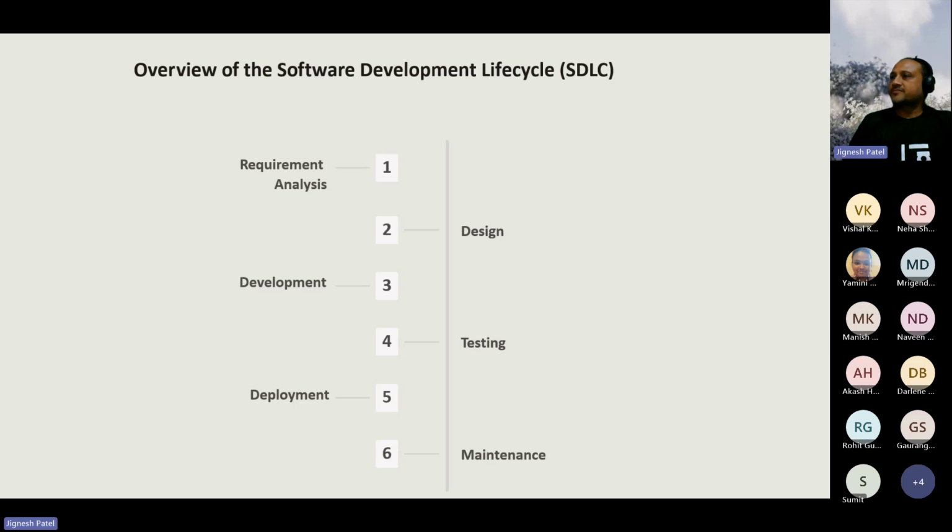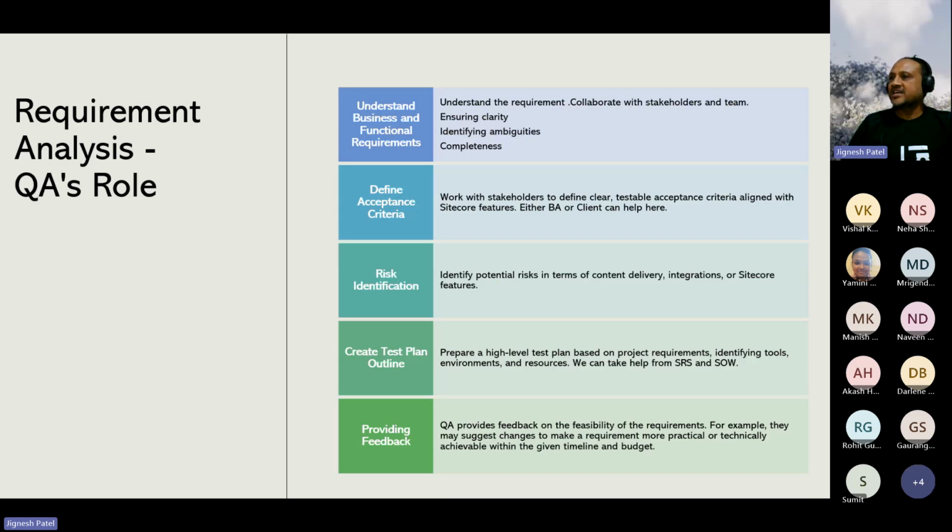So this is the overview of the software development lifecycle. We all know the phases: requirement analysis, design, development, testing, deployment, and maintenance. Let me deep dive into each phase with QA's role. So in the requirement analysis phase, what does QA do?